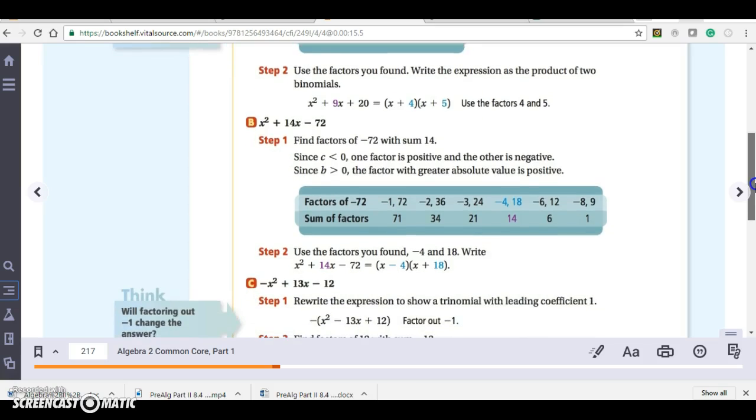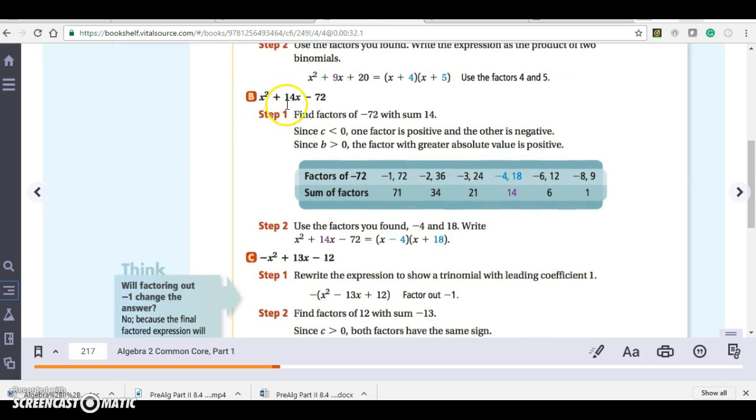All right, let's do the second one. x squared plus 14x minus 72. So again, I look for factors of negative 72 with the sum of 14. So since c is less than 0, one factor is positive and the other is negative. And since b is greater than 0, the factor with greater absolute value has to be positive.